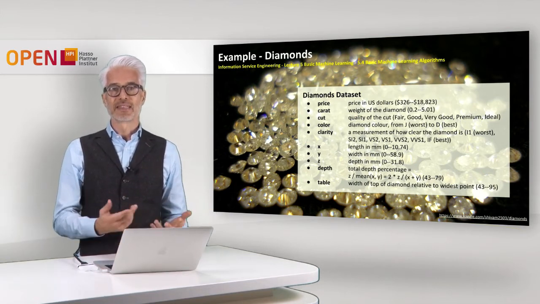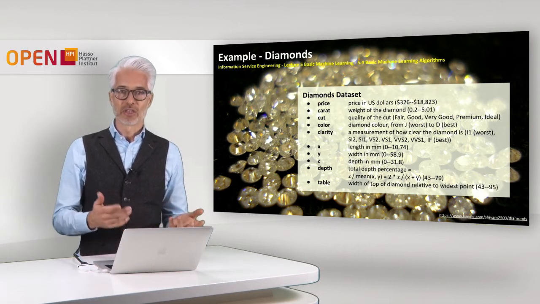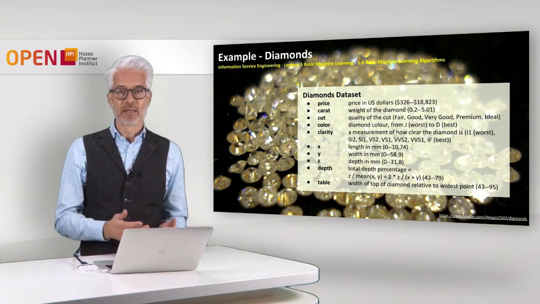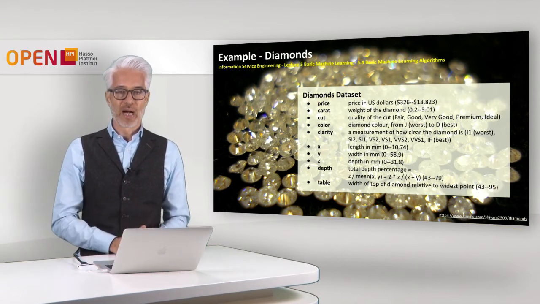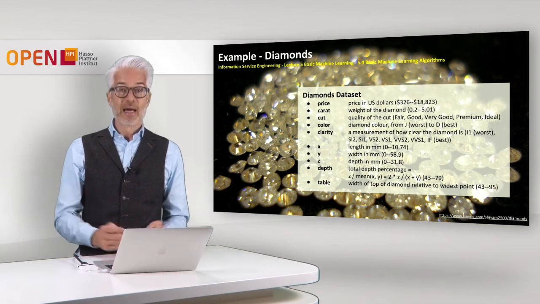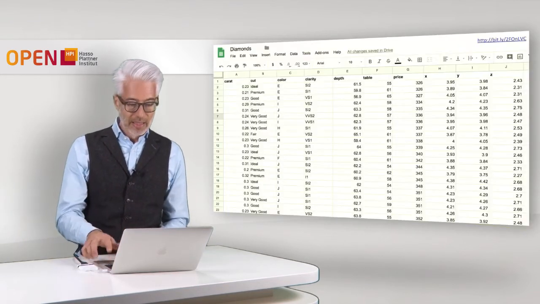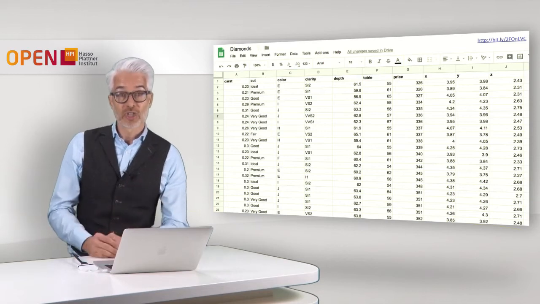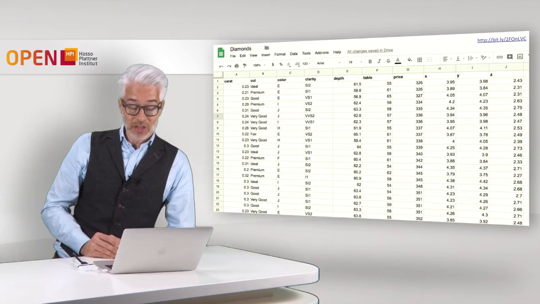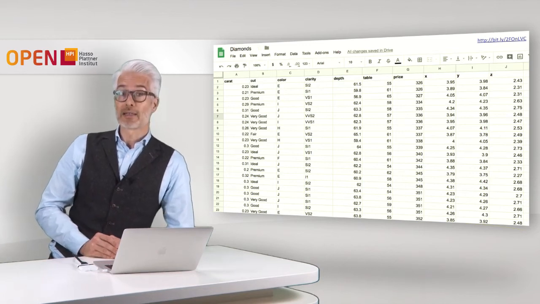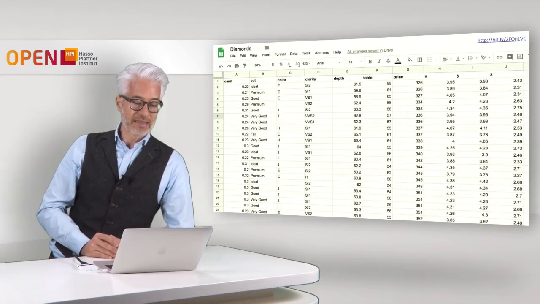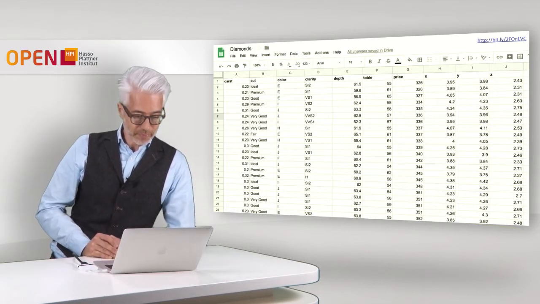Then we have its dimensions in 3 dimensions, X, Y, and Z. Then we have a depth and we have a table, which is somehow the widest point of the diamond. So we have this kind of data, and we simply downloaded it and put it here into a spreadsheet at Google Sheets. You also have here the link to the Google Sheets data where you can directly access and play around with it. And here you see what kind of data we are dealing with.